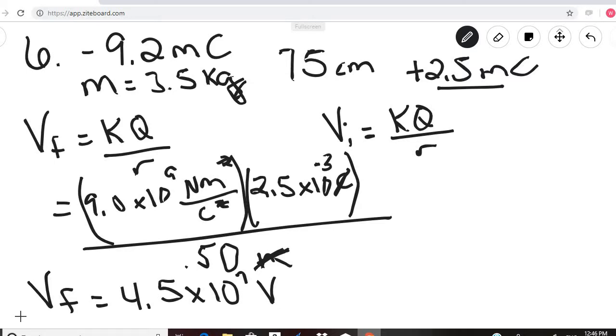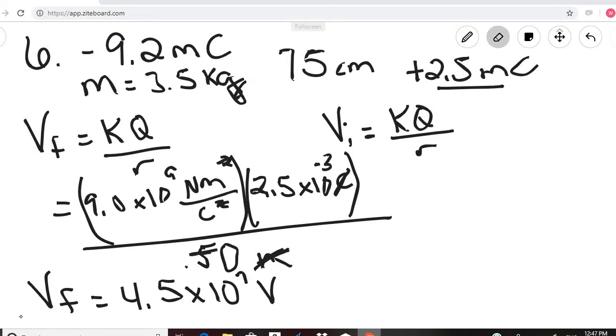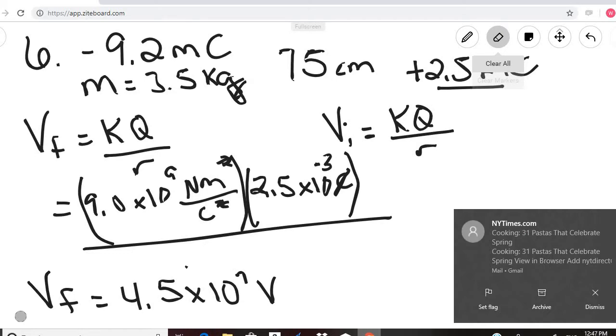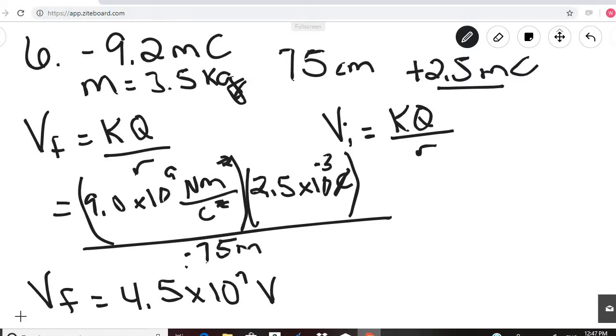Okay, so then for the initial, everything here is going to be the same for the initial, except that the radius will now be 0.75. So I'm just going to substitute that in here. This would be 0.75 meters. And so then for VI, what you're going to get is 3.0 times 10 to the 7th volts.